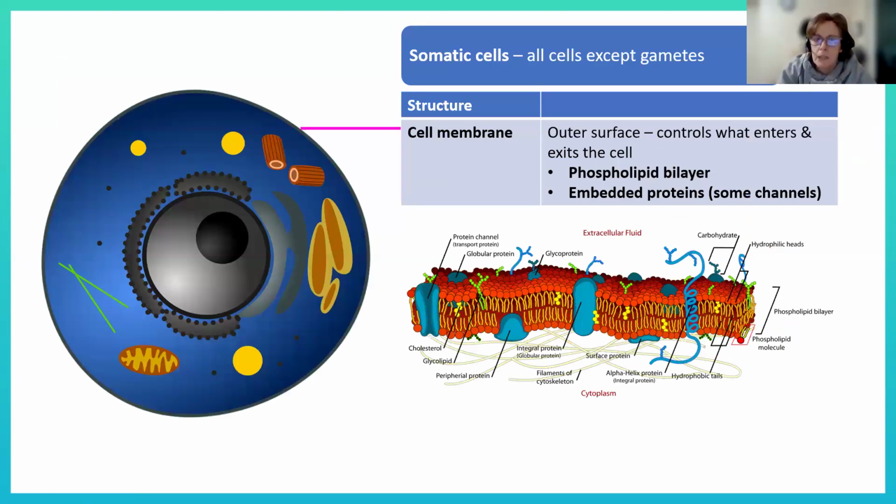We were talking about the structure of the cell membrane, and it's got this bilayer, this double layer of phospholipids. You can see the phospholipids there in red and orange, and there's some molecules of cholesterol in the membrane that help stabilize the membrane. They stop it getting too wobbly if it gets too hot, stop it getting too brittle if it gets too cold.